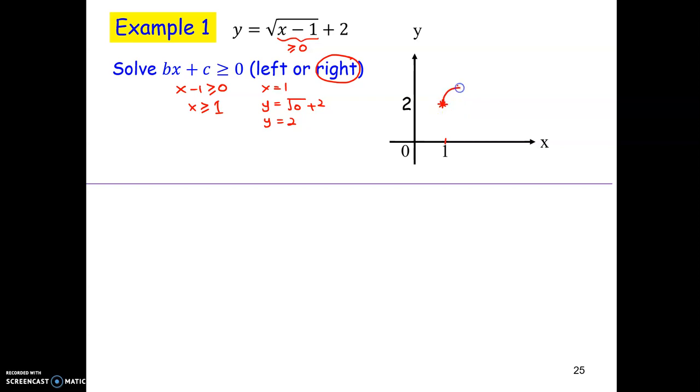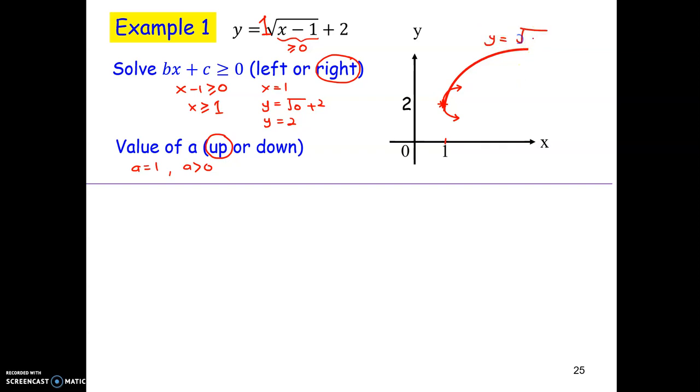So now we should check whether we want to go upward or downward. So check what is the value of a. As you can see, in front of the square root here, the number is 1. So 1 is a positive number, a is 1, a is greater than 0. So that means we must go upward. Therefore, draw your graph to the right hand side and going upward. So basically, this is the graph for y equal to the square root of x minus 1, plus 2. Since I didn't touch the x-axis or the y-axis, I don't have to find the value.